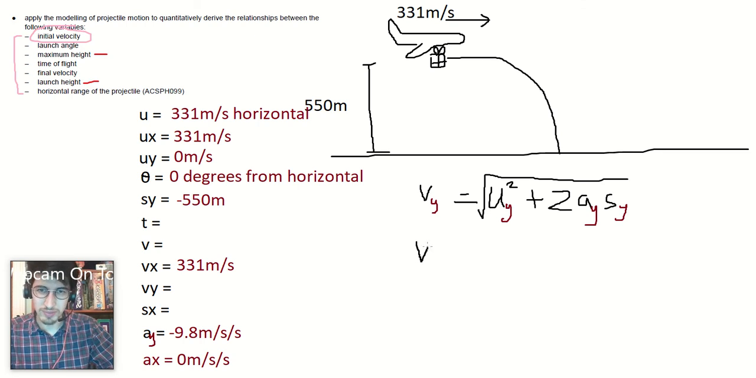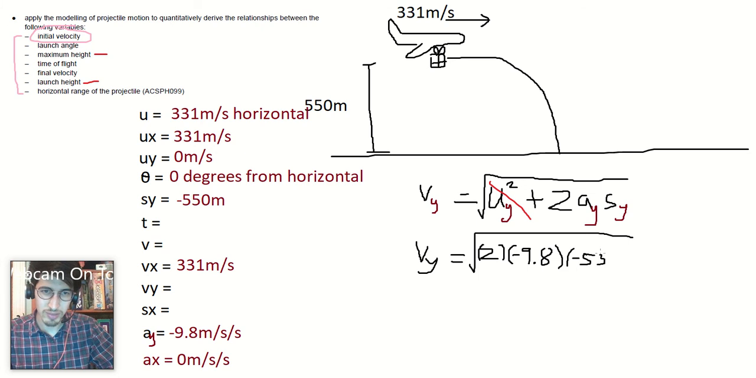So vy is equal to the square root of uy squared, and uy is 0, 0 squared is 0, so we can just cut that whole bit out. Boom. Ignore that. Plus 2, so we need to keep the 2. I'm going to start putting in some brackets here just to simplify and aid in understanding. ay is going to be negative 9.8 and sy is going to be negative 550, what we've got over there.